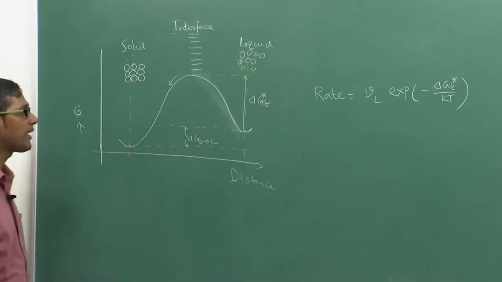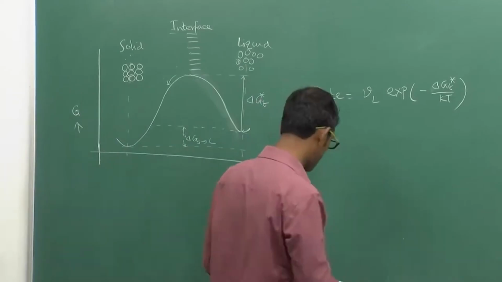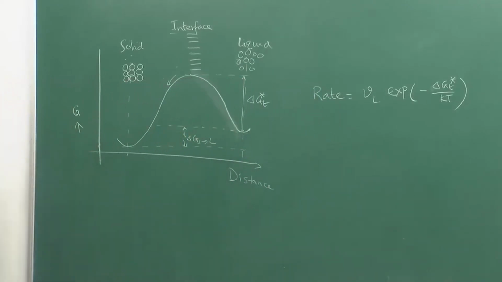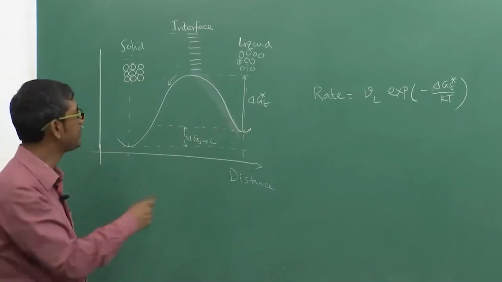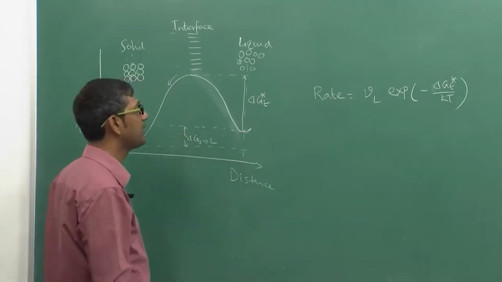Okay. So that's how things can actually happen. Now using this concept of two different types of interfaces, let me explain. I can then do a flux calculation from the liquid to the solid, and explain how the flux can be calculated.